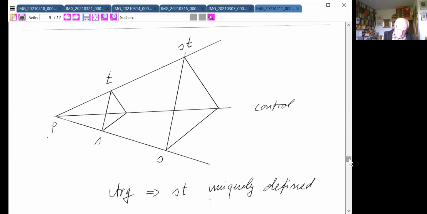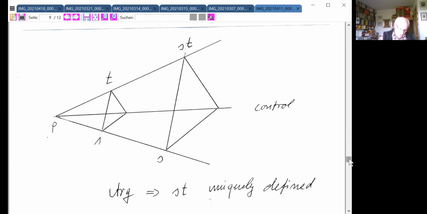In order to construct a multiplication, we need the Desarguesian axiom. Look at the two outer lines, then you may construct from S and T the product ST, and the middle line and the parallelity of these sides of the triangles guarantees that this ST is uniquely defined.